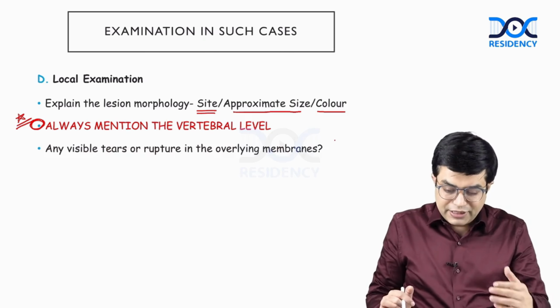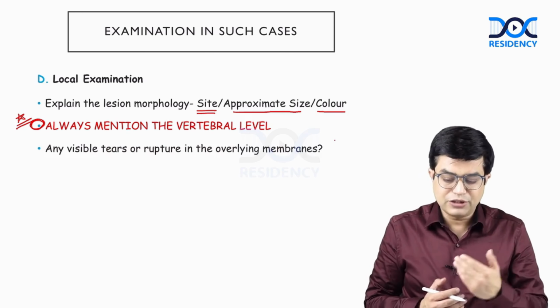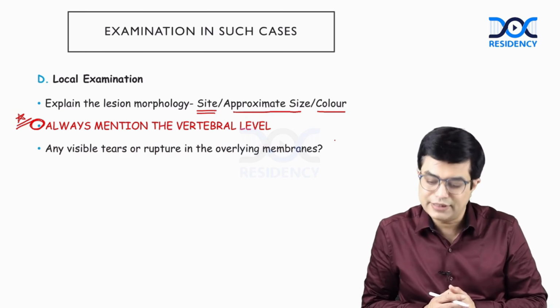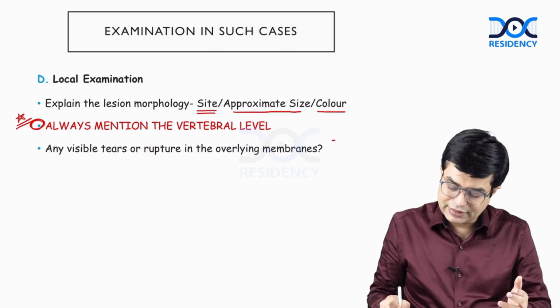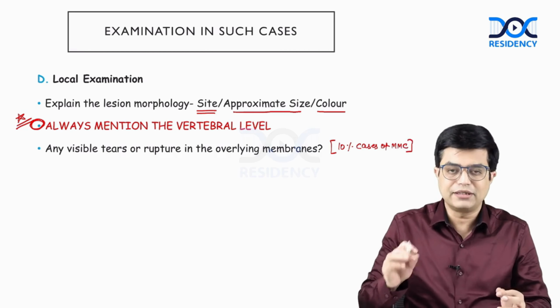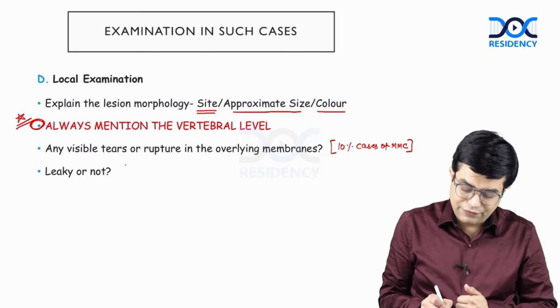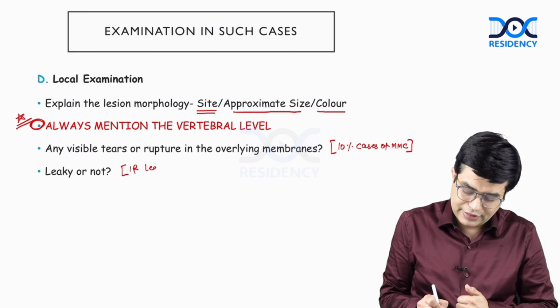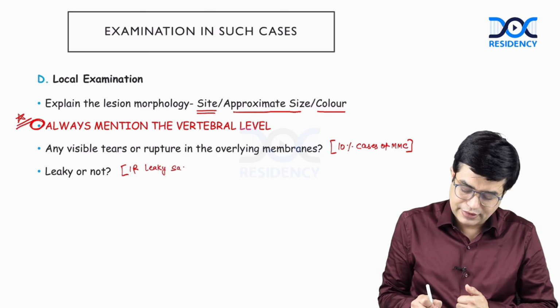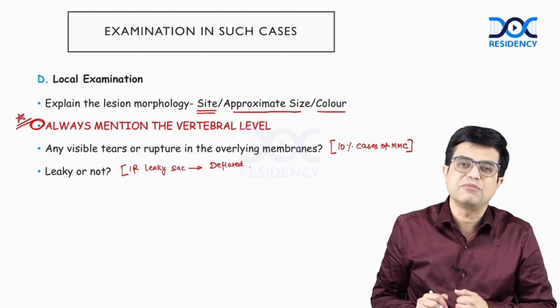And any visible tear or rupture in the overlying membranes will lead to leakage of the CSF. In fact, the AIIMS protocol says that up to 10% of cases of meningomyelocele have a rupture or tear by the time they present to a hospital. Then you will look out for whether they are leaky or not. If the patient has a leaky sac, the sac will be deflated. So it will not be a protuberant sac, it will be a deflated sac. In such patients, the transillumination test will sometimes not be positive, right?